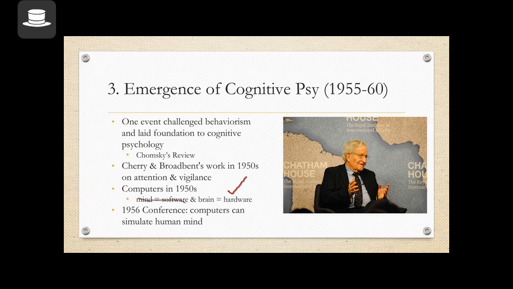So these several changes happened post-war, if you remember. But there is one important event that kind of officially defined cognitive psychology as a field, and that happened in 1956 at a conference. There the proposition was made that computers can simulate the human mind. And we'll talk about this conference of 1956 in the next slide.